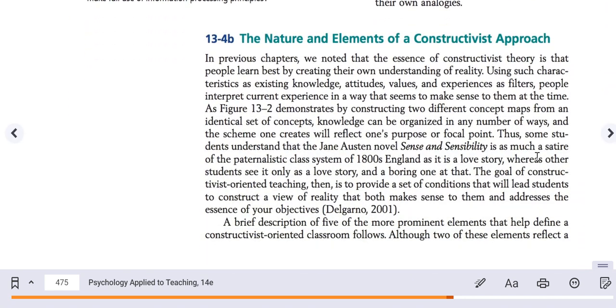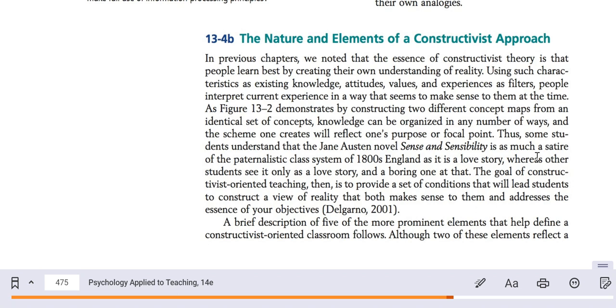The nature and elements of a constructivist approach. In previous chapters, we noted that the essence of constructivist theory is that people learn best by creating their own understanding of reality. Using such characteristics as existing knowledge, attributes, values, and experiences as filters, people interpret current experience in a way that seems to make sense to them at the time.